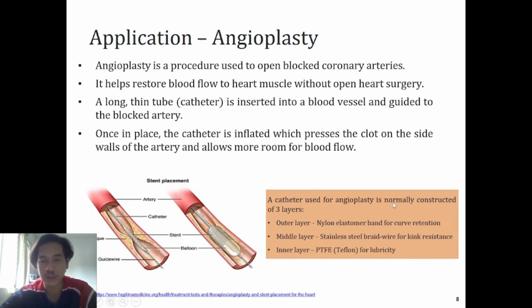The catheter used for angioplasty normally has 3 layers. The outer layer is a nylon elastomer band for curve retention, the middle layer is stainless steel so it can be moved easily, and the inner layer is Teflon for lubricity.